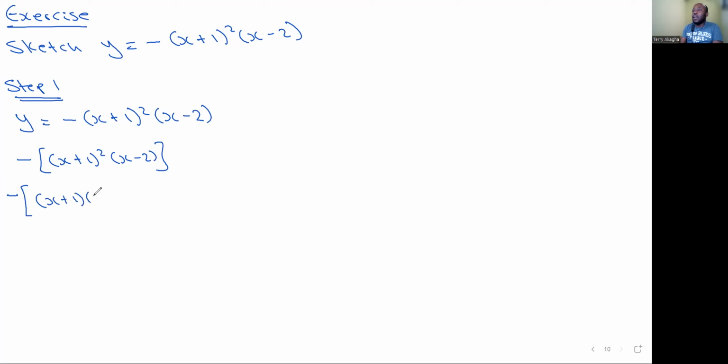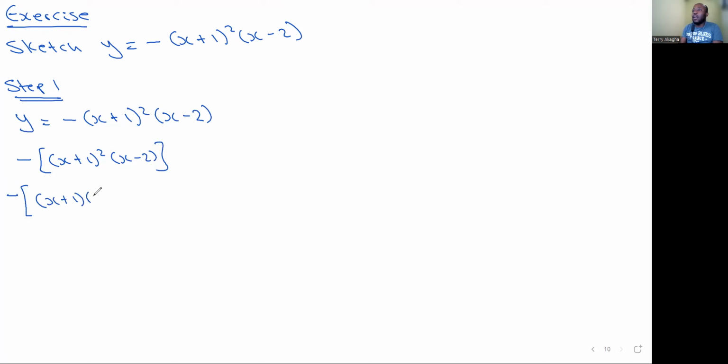So we're going to have x times x gives us x squared. x times 1 gives us x. 1 times x gives us x. 1 times 1 gives us 1. We close the bracket, (x minus 2). Still the minus outside, we have x squared plus 2x, that's x plus x, plus 1, and we have (x minus 2). Okay?